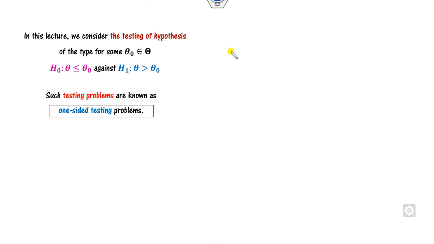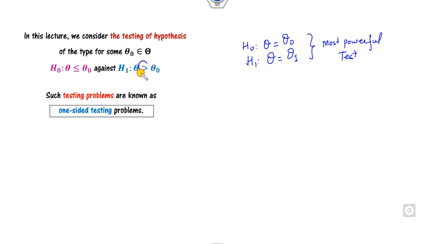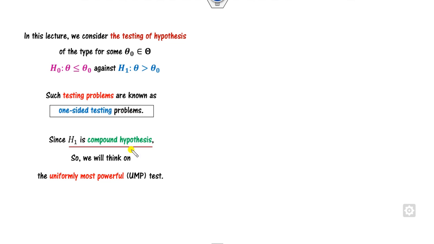Remember that in our last lecture we already discussed the testing of hypothesis when it is of the equality form. Whenever you want to test a hypothesis of the equality form, we always work with the most powerful test. On the other hand, whenever the alternative is greater than, less than or not equal to, then we always work with the uniformly most powerful test, because H1 is called a compound hypothesis.